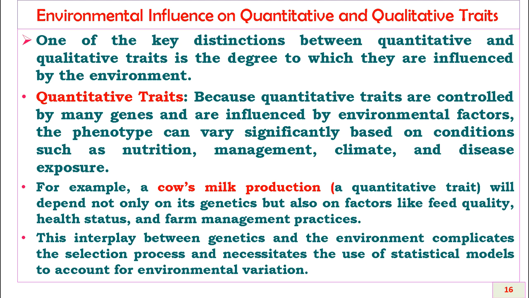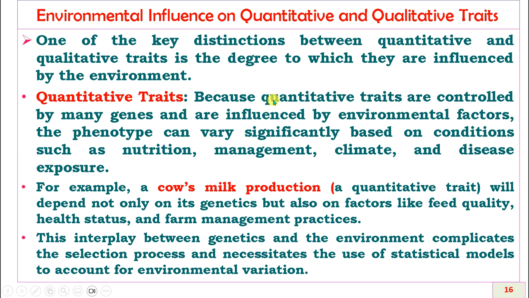And the next point is the environmental influence on both of these, qualitative and quantitative traits. So what is the role of the environment? Of course, it plays a key role, especially for the quantitative traits, because these are always influenced much more by the environment than the qualitative traits. So, for example, the milk yield: if there is heat stress, the milk will be less. And if it is too cold, then also the milk will be less. So it depends upon the environment.